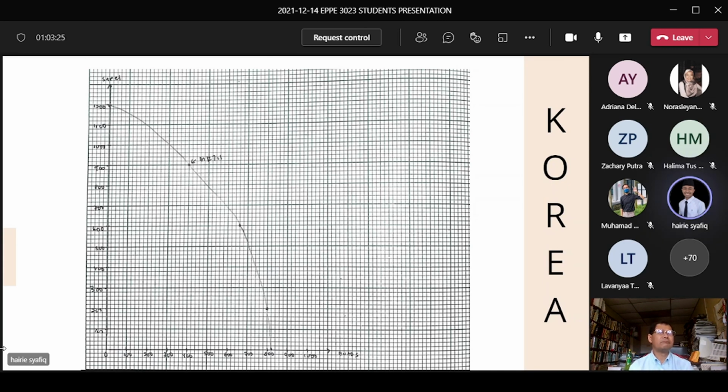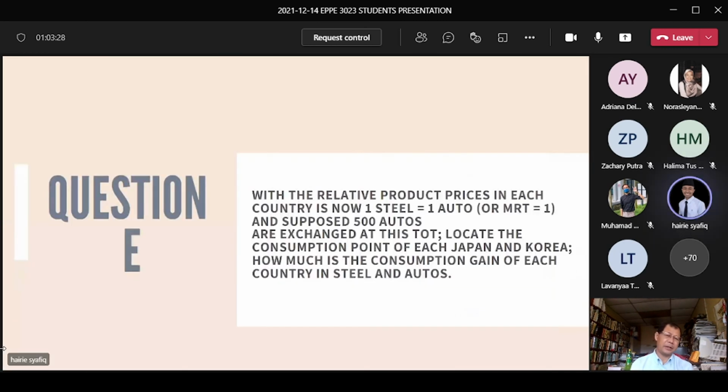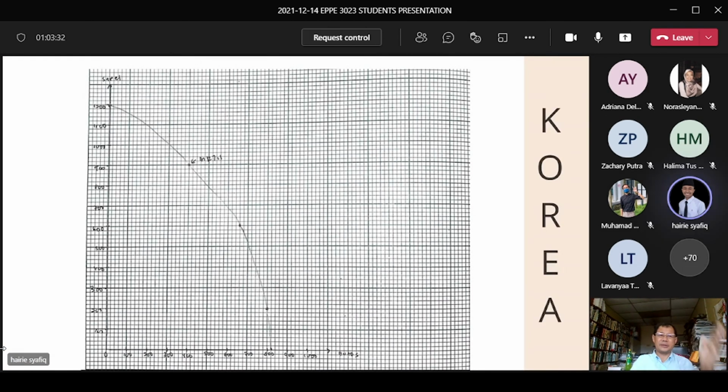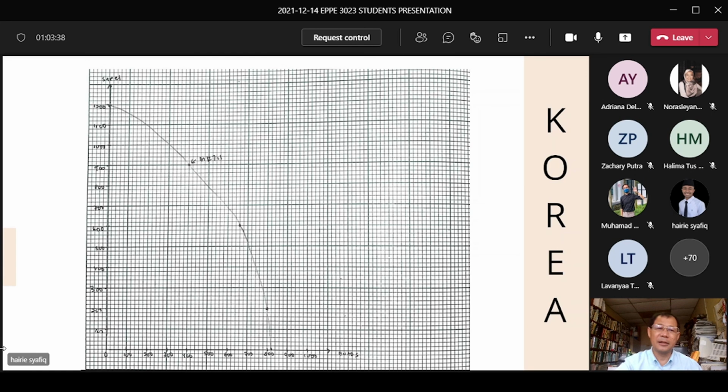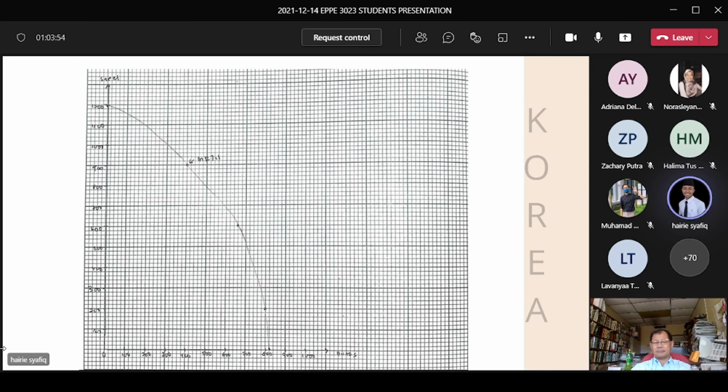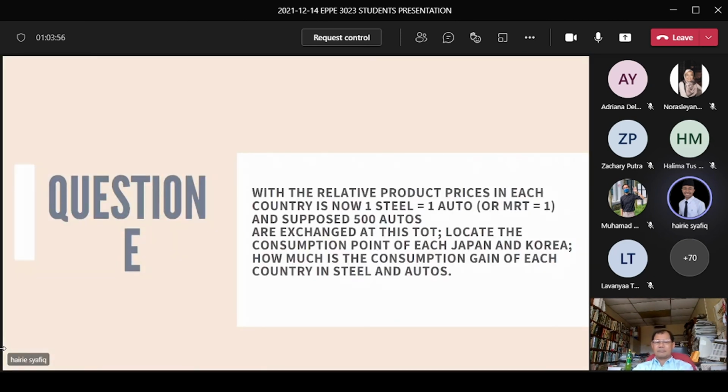Okay, I will pass to the next presenter. You can see already the shape of the PPF. Korea is going like this, so you know Korea will specialize in production of Y, which is steel. For Japan, going to the right, you know Japan will specialize in production of X, which is auto. Yes, all right. Okay, I will pass to the next presenter.